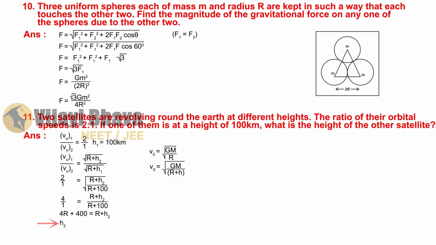Otherwise, h2 is equal to 3r + 400, that is equal to 3 into 6400, r being the radius of the earth, we had taken it as 6400 here, plus 400, that is equal to 19200 + 400, which comes out to 19600 kilometer. So, the second satellite is at a height of 19600 kilometer.